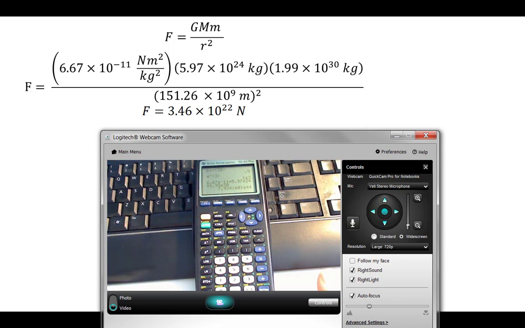Now I need to divide by something in scientific notation. Because of that EE button, I should be able to do this. 151.26 EE to the 9th. And now I need to square that denominator. So I do this, and I get exactly the correct number of 3.46 times 10 to the 22nd.